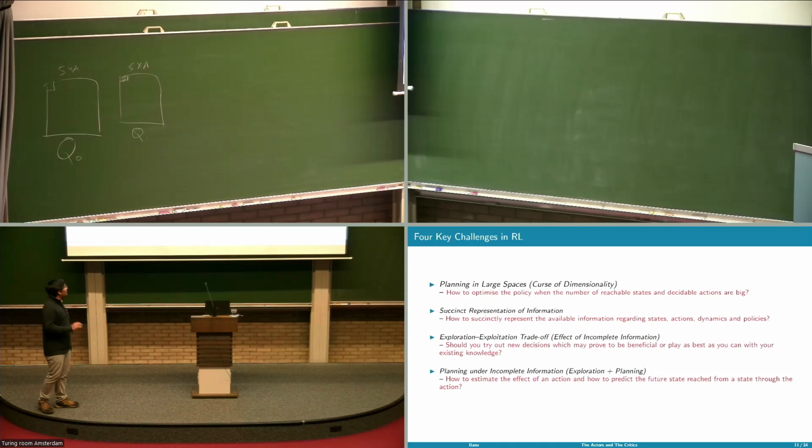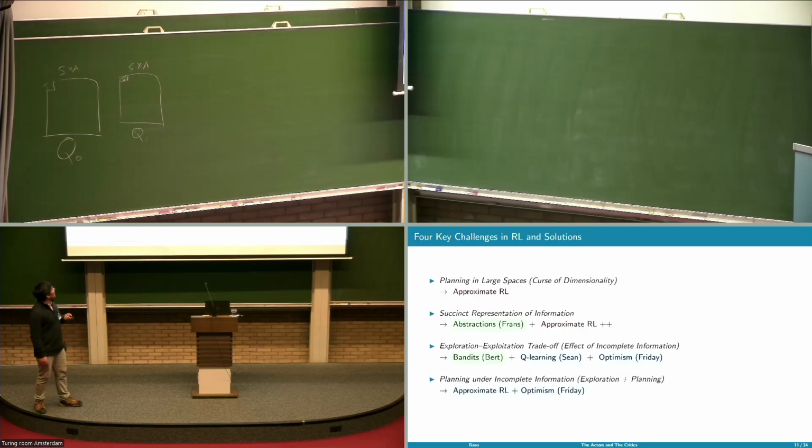We saw a bit of a glimpse of that in Bert's talk, when you're trying to do the bandit, how much you should explore two arms to find out which arm is the optimal. You will see more of that in Son's talk on Q-learning, and later in the optimism talk, we'll completely talk about that. And then planning under incomplete information, how to mix exploration and planning. Again, in the Q-learning talk, Son will talk a bit, and I'll talk about all these optimistic strategies later on. But these are for another day. Today, we'll look into these two problems.